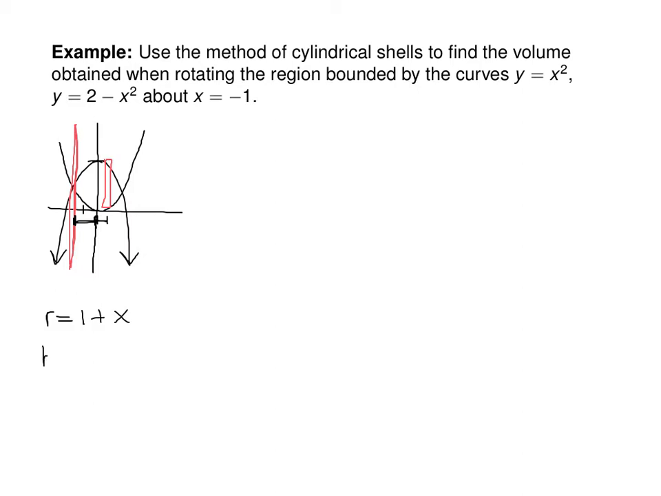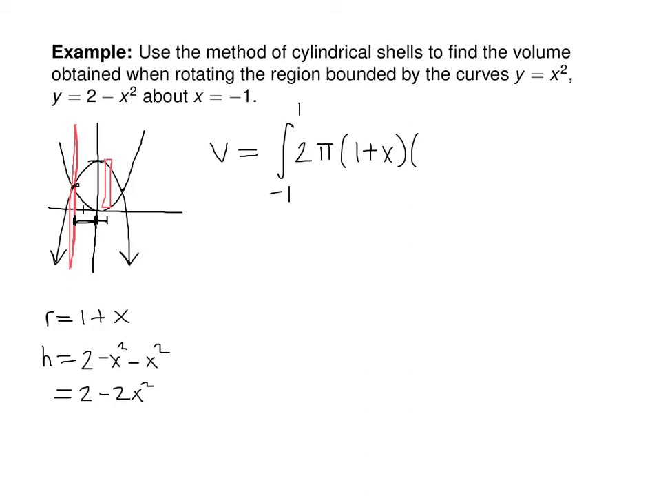Now the height is given by the upper curve minus the lower curve. The upper curve is 2 minus x squared. The lower curve is x squared. So h will equal 2 minus 2x squared. And thus the volume is given by an integral from, well, your slices begin at x equals negative 1, they end at x equals 1, 2 pi r, so 2 pi times 1 plus x, times the height, which is 2 minus 2x squared, times the thickness, which is dx.